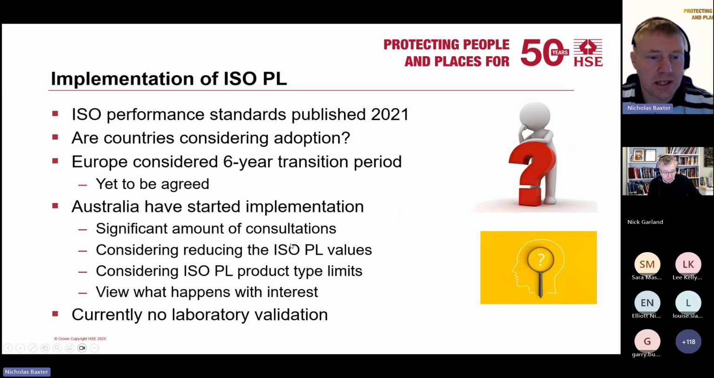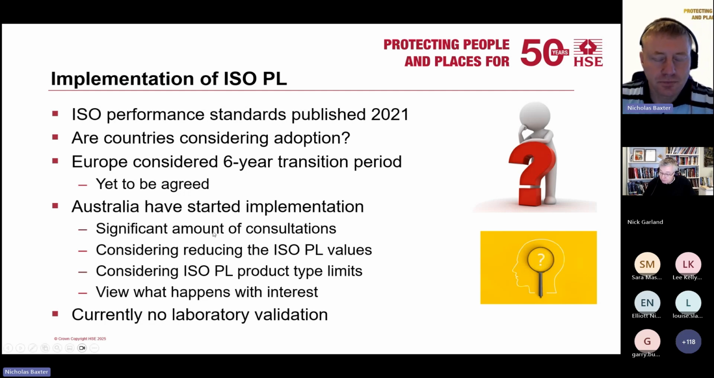When is this all going to be implemented is a very, very good question. The standards were published in 2021. Our country is considering adopting this. Europe at the moment hasn't any agreement to adopt the new ISO standards. There has been talk about a 6-year transition period, but again, that's not been agreed, and there's no start date for when that will start.